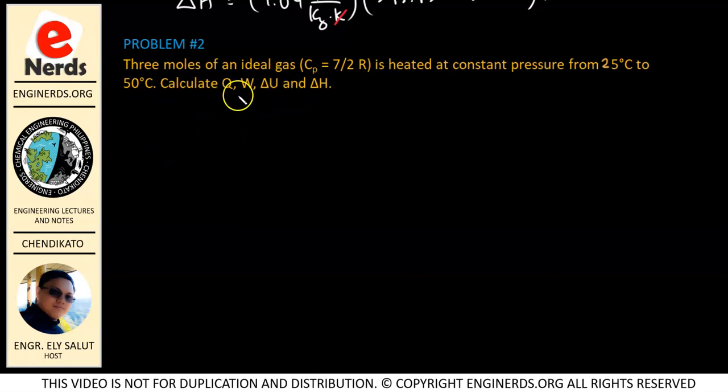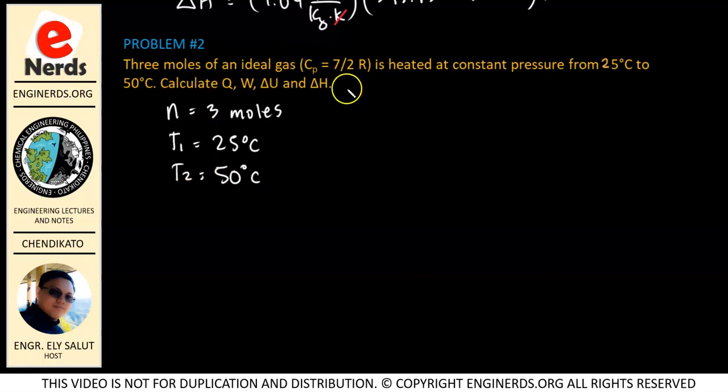So let us write all our given information. We have 3 moles of an ideal gas. Therefore, our n is equal to 3 moles. And then we have our initial temperature, T1, which is equal to 25 degrees Celsius, and our final temperature, which is 50 degrees Celsius. We also have our Cp, which is equal to 7/2 of R. Of course, we need to change this to Kelvin because we are working with ideal gases.